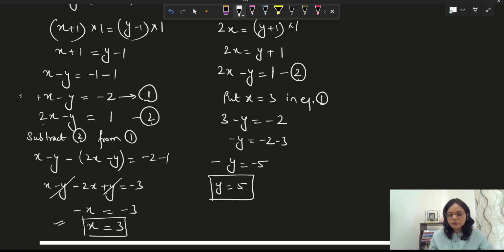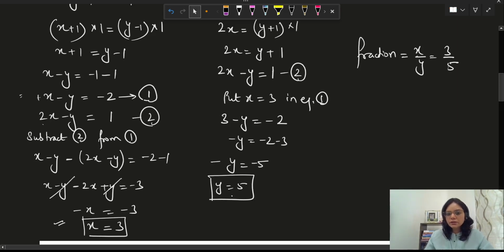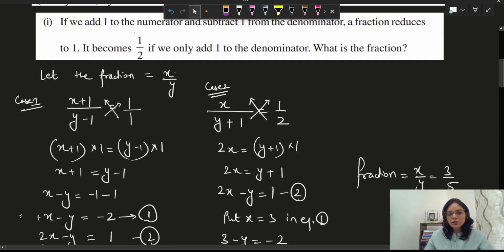Okay, students. So what will be my fraction now? Fraction is x by y, which is 3 by 5. You can check your answer. As your fraction is 3 by 5, if you add 1 to the denominator only, so 3 by 6, it is half only. If you add 1 to the numerator, 3 plus 1, 4, and subtract 1 from the denominator, 5 minus 1, 4, 4 by 4 reduces to 1 only. So your answer is correct.